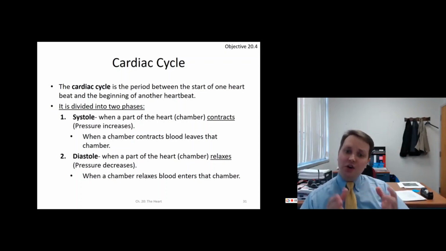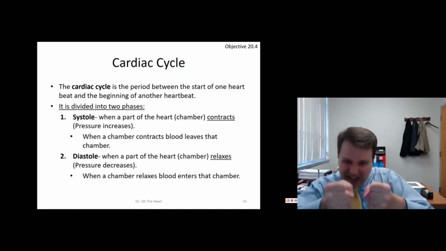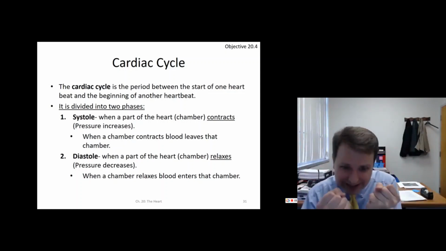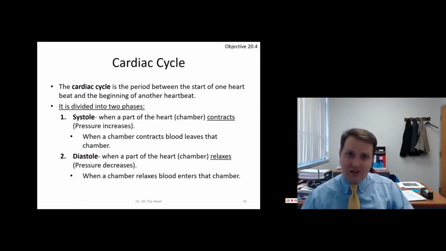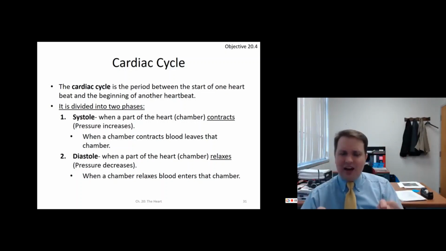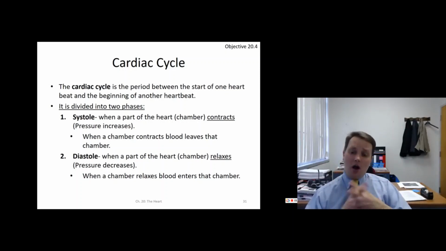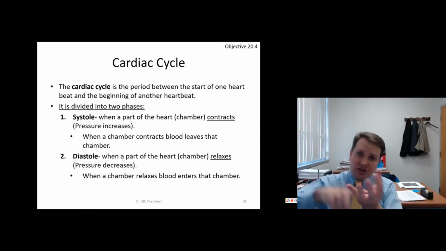And there are two major phases. There's systole, where a chamber squeezes, and there's diastole, where a chamber relaxes. Systole squeezes, diastole you can relax when you die. Diastole relaxes, systole squeezes, systole and diastole. Now, when the heart chambers contract, pressure inside that chamber increases. When they relax, pressure inside that chamber decreases.